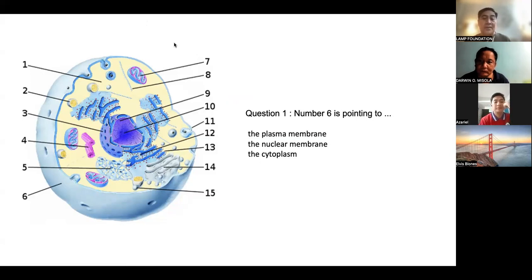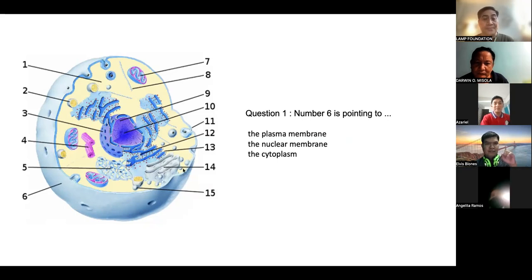Ganito na lang. There are 3 options. One finger is the first one. Pag dalawa, letter B. Letter C ang ikatlo, ha? What happened to your mic? Okay, number 6 is pointing to... Okay. Diyos ko, para tayong ano nito.